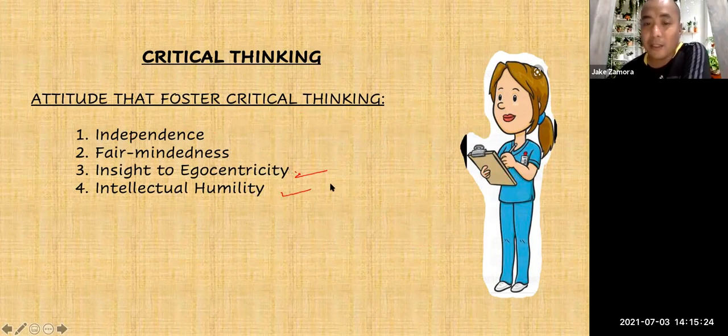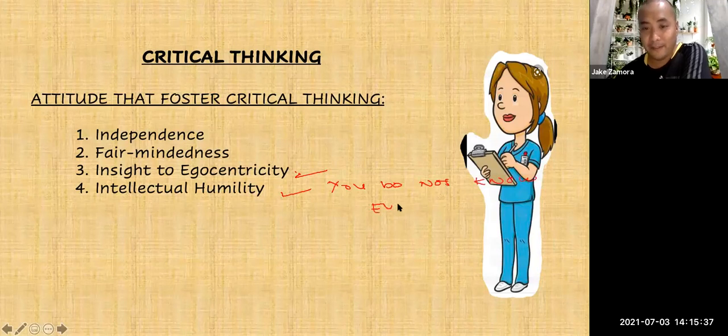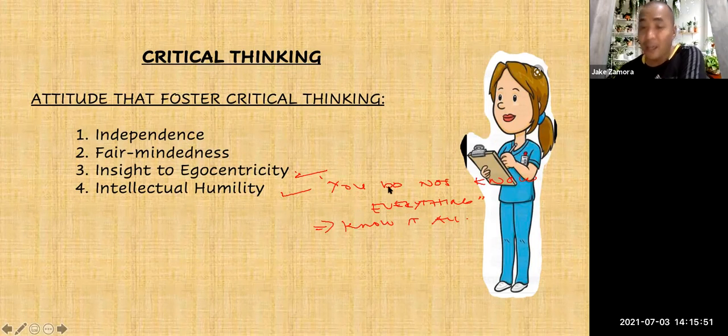Okay? So what is intellectual humility? Guys, it is very important that you need to accept that you do not know everything. Okay? So, bawal dito yung maging know-it-all. Sino yung mga know-it-all? Yung mga smart aleck na tinatawag natin, no? So, you cannot be know-it-all. Okay? Because you should always remember that there should be intellectual humility.